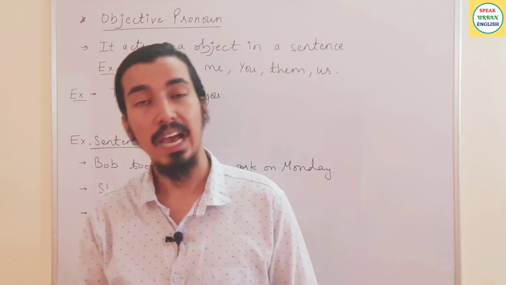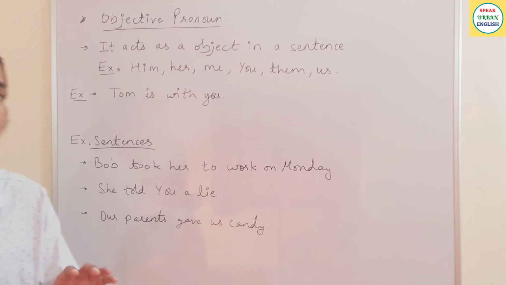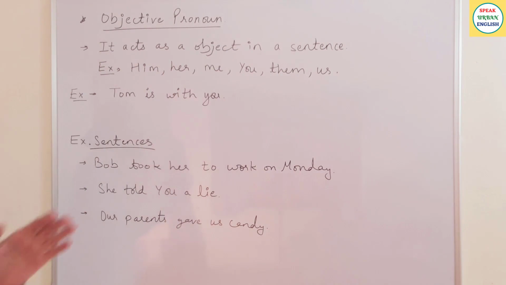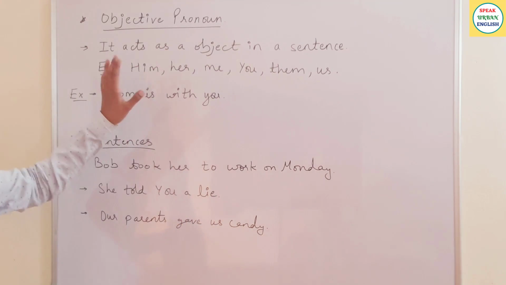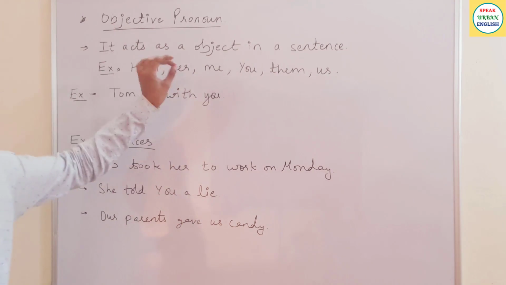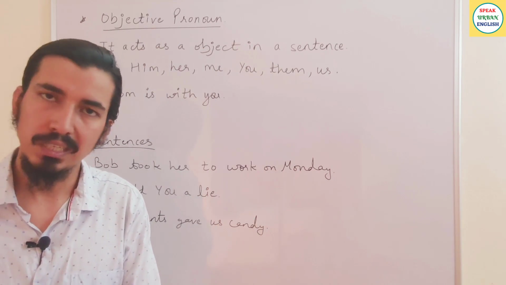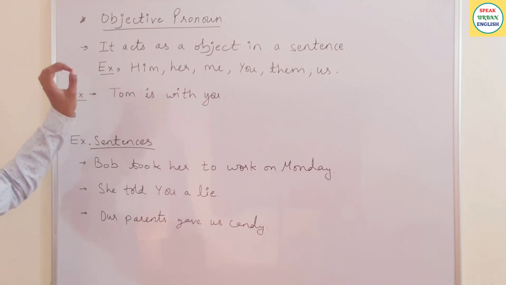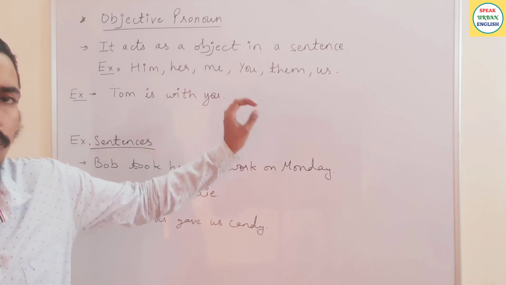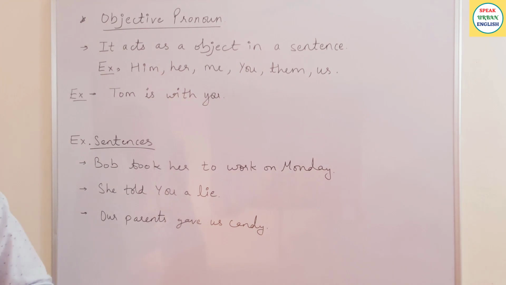The next type of pronoun is, guys, the objective pronoun. As the name suggests, like the subjective pronoun was used as a subject in a sentence, the objective pronoun is used as an object in a sentence. It's really simple. Examples are him, her, me, you, them, us. These all are examples of objective pronouns.